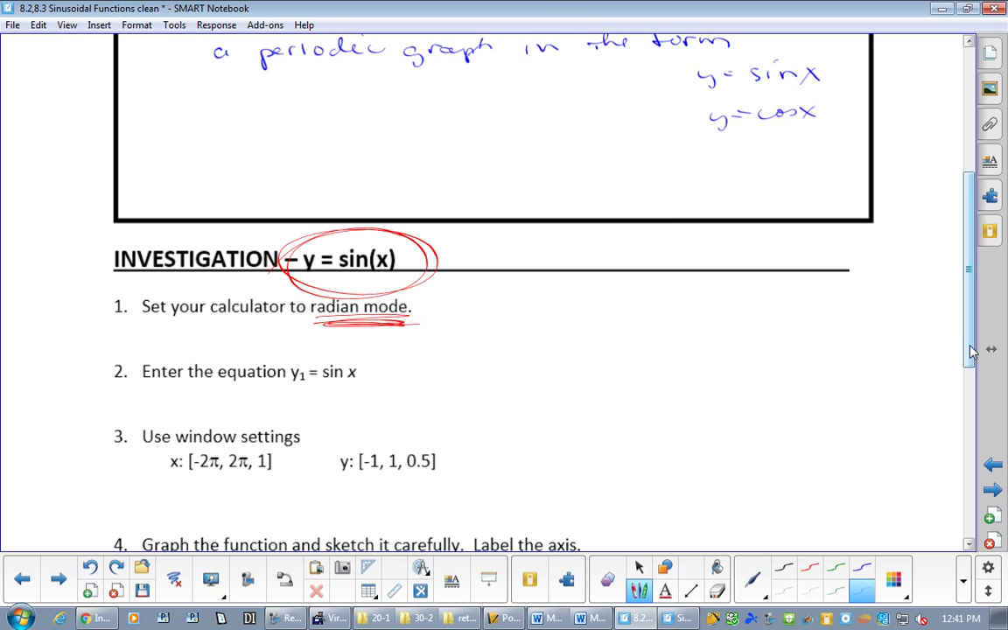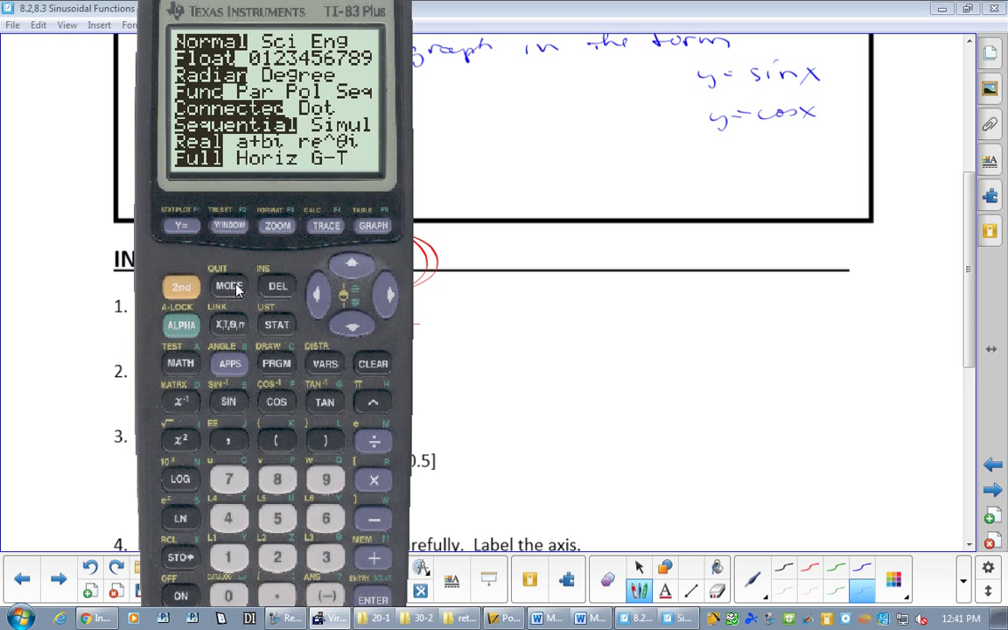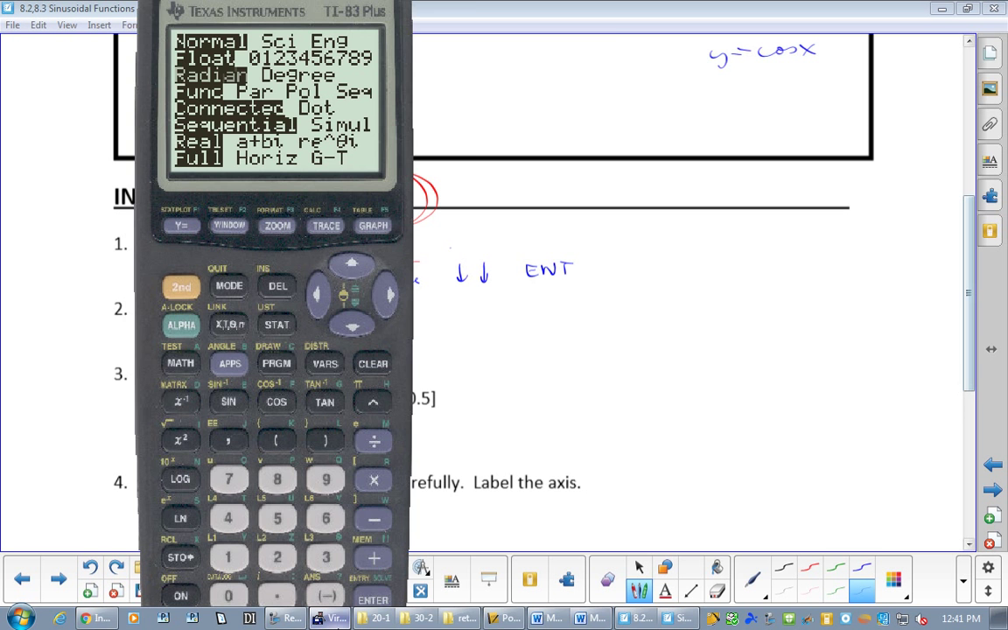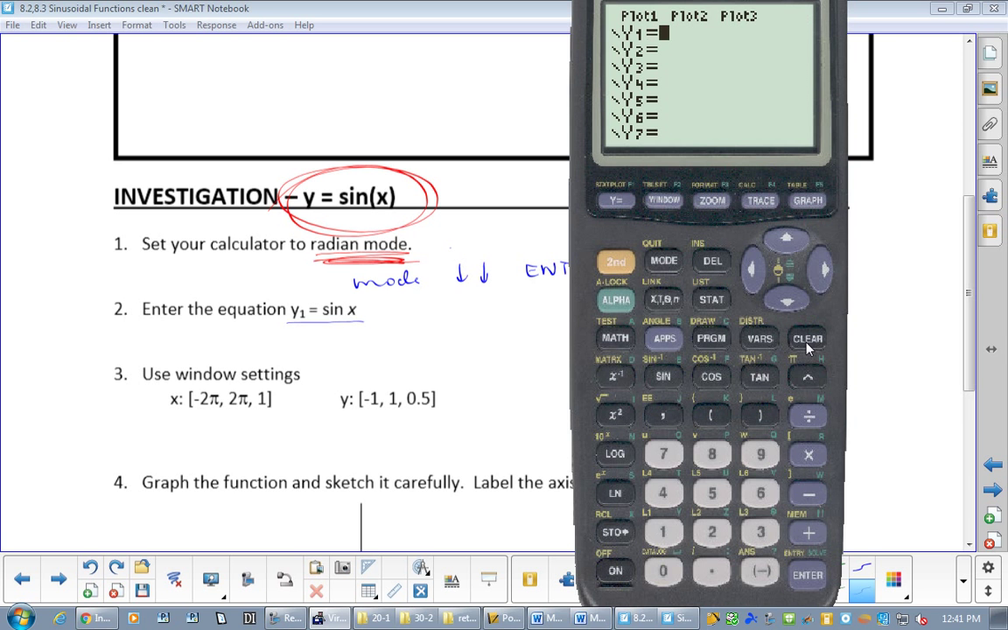So we know how to get there, right? We are going to hit mode, and we want to make sure radian is blinking, and then hit enter. Okay, so mode, you're going to go down and hit enter. Then we're going to put y equals sine x in. So let's all do that. You don't want your first time to be on the test. Are you with me here? Okay. So y equals, we're going to put sine x.